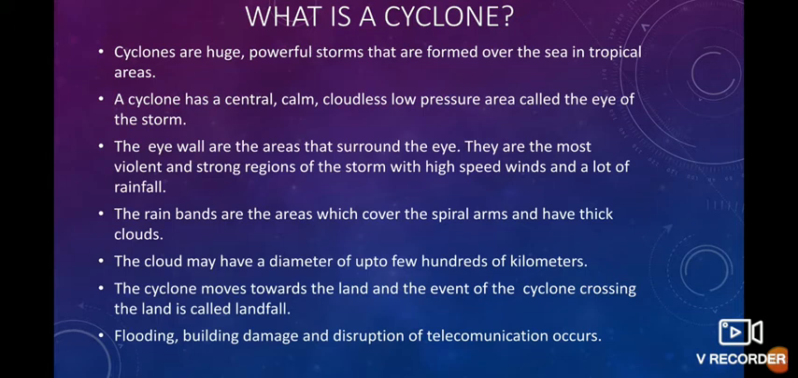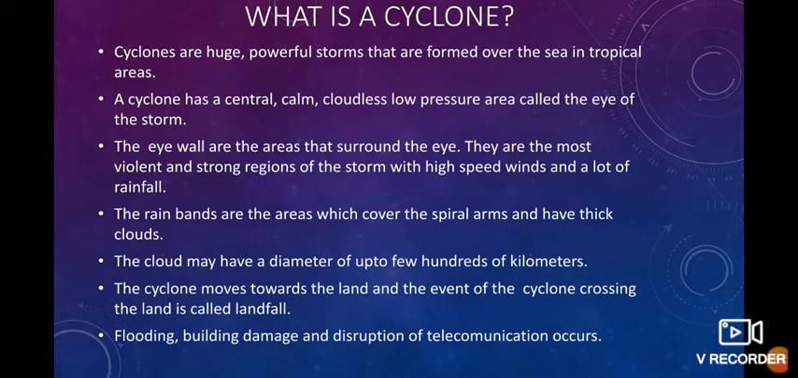Cyclones are huge, powerful storms that are formed over the sea in tropical areas. A thunderstorm can occur anywhere, either on the land or on the sea. But cyclones invariably are formed only over tropical seas. You can also call a cyclone a giant engine which is powered by hot, humid air.